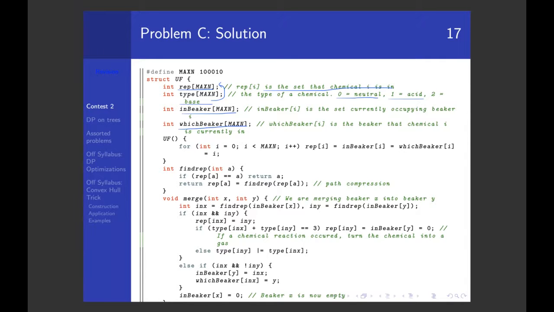So rep I is the parent in the union find. If you think about union find as a tree, rep I is the parent in the tree. In this case, we use path compression, which I think was covered in the union find lecture as one of the two ways of doing union find.